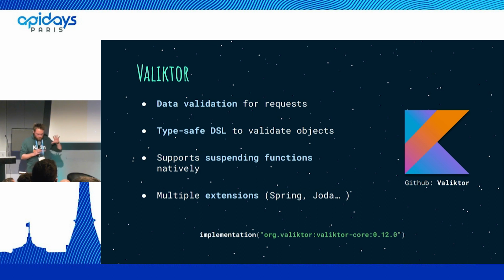Okay, so we have our objects, but now we want to make sure and validate that all the requests coming from our mobile app are good for our use. So we're going to use a third-party library called Validator. It will allow us to validate the data that is received by our backend. It's a type-safe DSL to validate these objects, and it also supports suspending functions, so you can do things in an asynchronous way with coroutines. And it has multiple extensions with Spring, Joda, and so on.